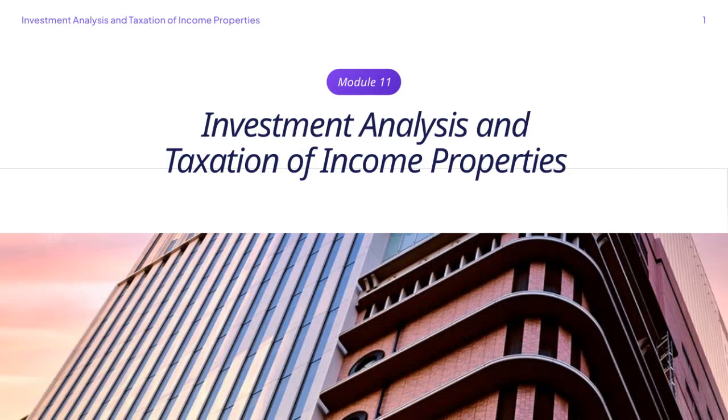Welcome to Module 11, where we'll be focusing on investment analysis and the taxation of income properties. This module will guide you through understanding how to evaluate income properties as investments and how taxation impacts their profitability. We'll cover key concepts that are essential for making informed decisions in real estate investment, including calculating returns and understanding tax obligations related to these properties. Let's dive in and explore how to analyze income properties effectively and optimize your investment outcomes.